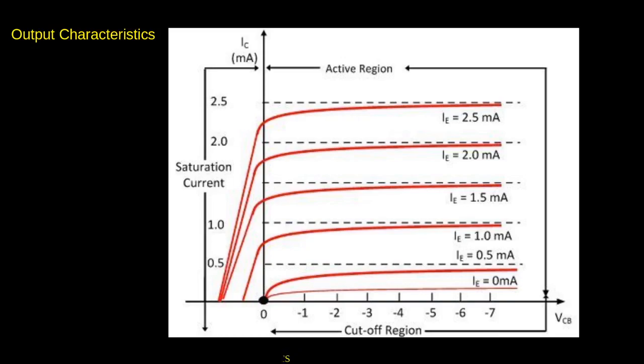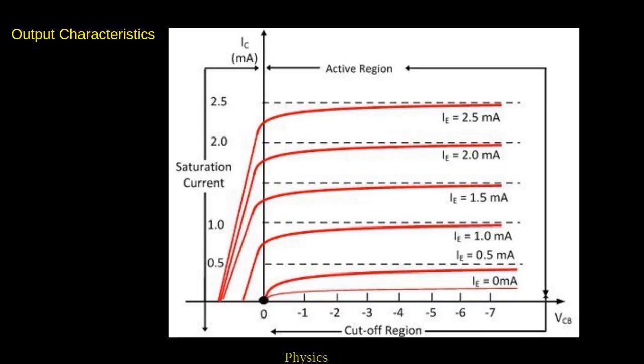When the emitter current is 0, the collector current is not 0. The current which flows through the circuit is the reverse leakage current, that is the ICBO, the current of the collector base, with the emitter circuit open. The current is temperature dependent and its value ranges from 0.1 to 10 microampere for silicon transistor and 2 to 5 microampere for germanium transistor.